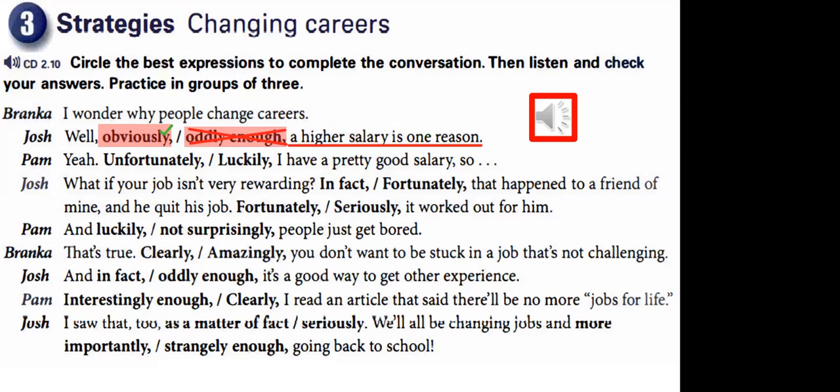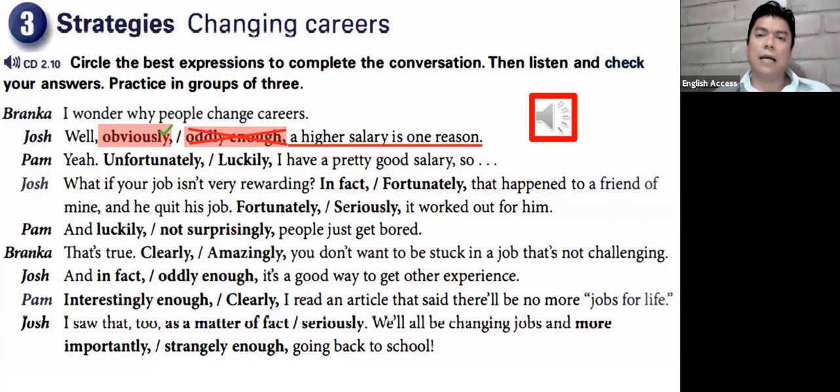Interestingly enough, I read an article that says there's going to be no more jobs for life. I saw that too. Seriously? Maybe I'm not sure about that one. Well, I'll be changing jobs for more. We'll all be changing jobs, and strangely enough, going back to school. All right. Now what you're going to do is listen and check your answers.